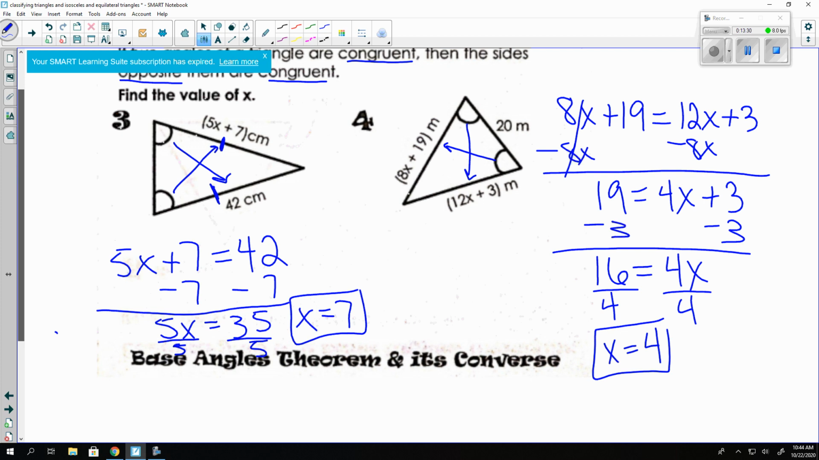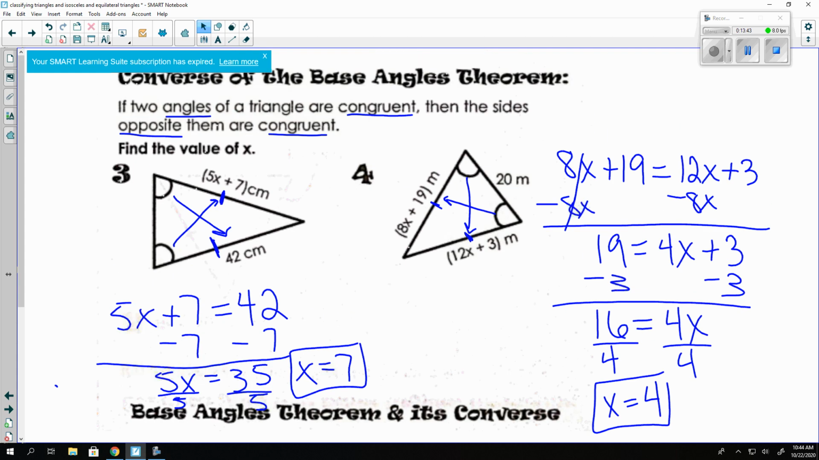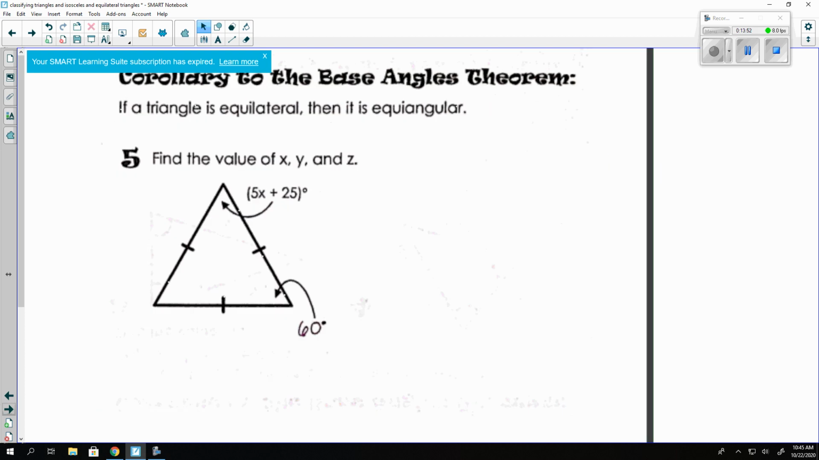And again, how did I know to write these equations? Because I see that I have two angles that are congruent, so those sides across from each other are congruent. That's the converse of the base angles theorem. So we're just reversing it. Remember, converse is reverse.